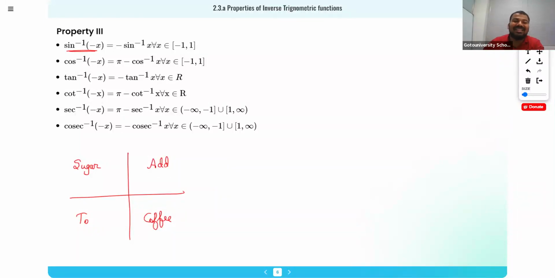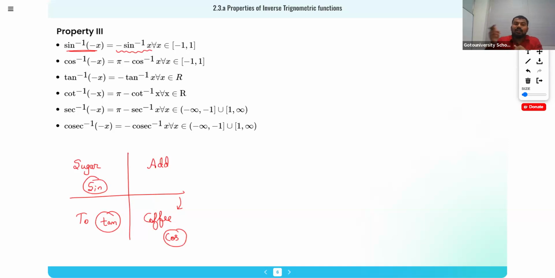So let's look into this. Sine inverse negative theta talks about this quadrant, and in this quadrant, is sine positive? No. Sine is negative in this case. Tan is negative in this case, isn't it? So we are talking about the fourth quadrant, where this is negative. So write down negative sine inverse x.